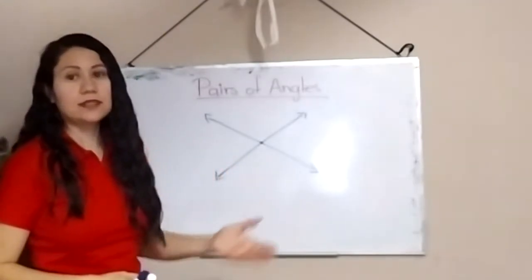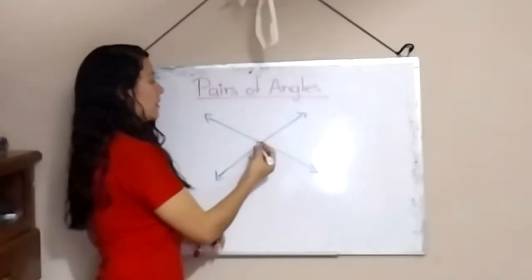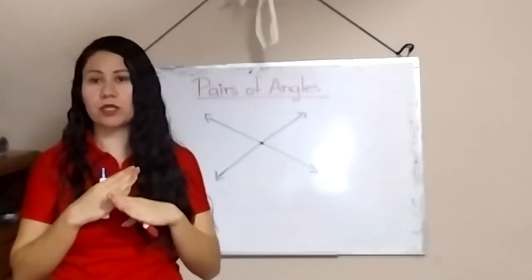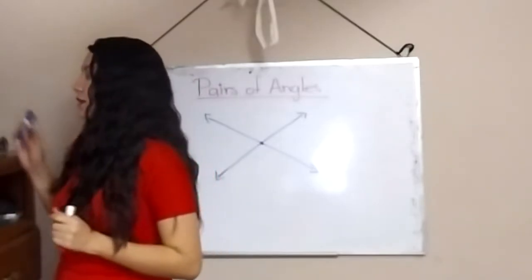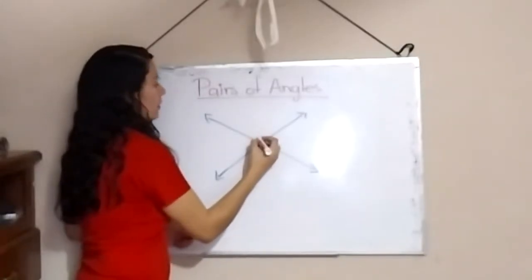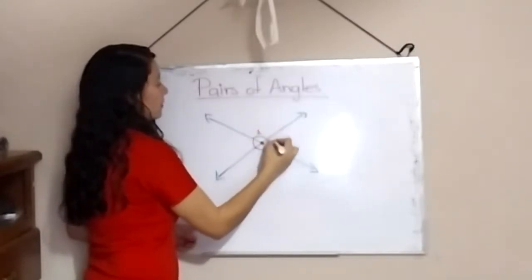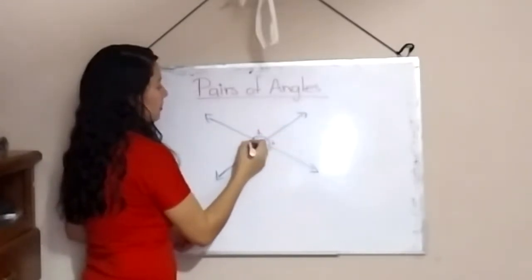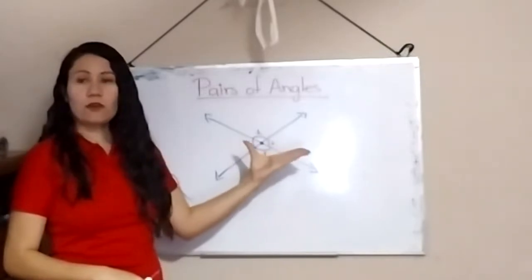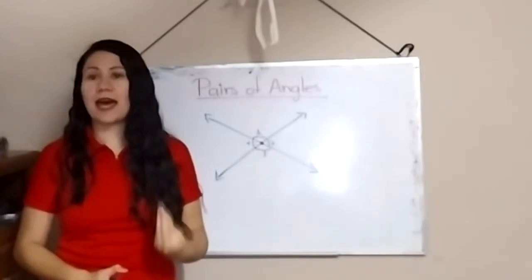Now, we have two lines that are intersecting. Intersecting lines are lines that share one common point. They cross with each other at one point. Now, when we have two intersecting lines, we can find 4 angles: 1, 2, 3, 4. We can name or number them, and we will have 4 angles. These 4 angles we can separate into 4 different pairs of adjacent angles.